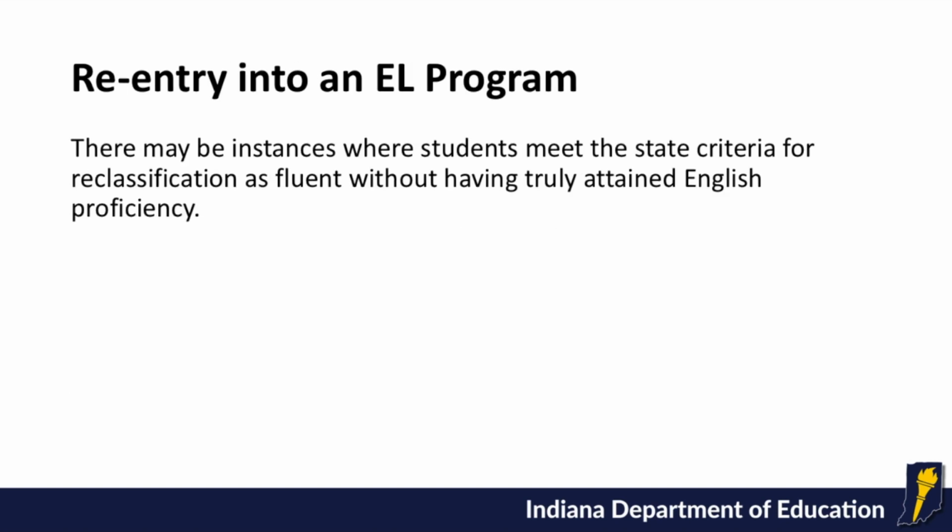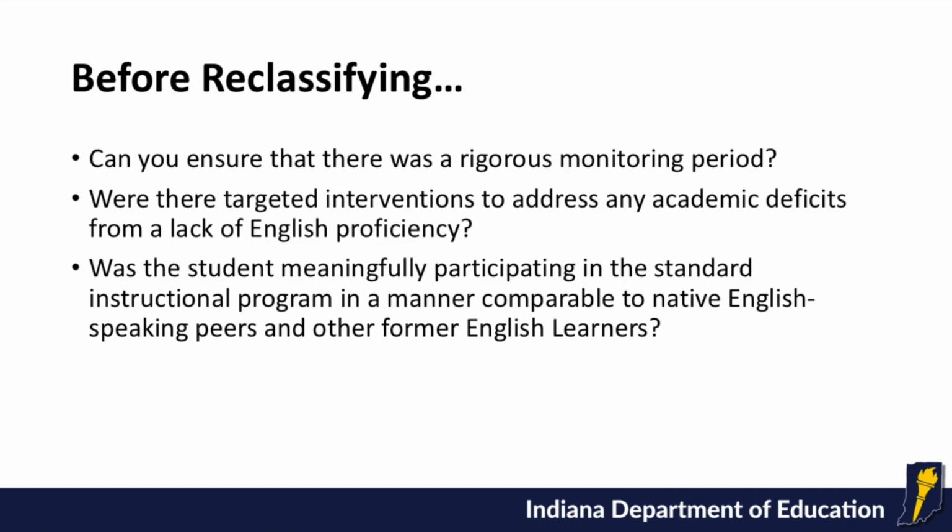In some instances, students may meet the state criteria for reclassification as fluent without having truly attained English proficiency. In these cases, formal reentry into the English learner program may be appropriate. Before a reentry process can be implemented, it is important that the following have been addressed. First, has the LEA implemented a rigorous monitoring system for the student based on state and federal guidance in order to ensure students meet expected benchmarks and growth?